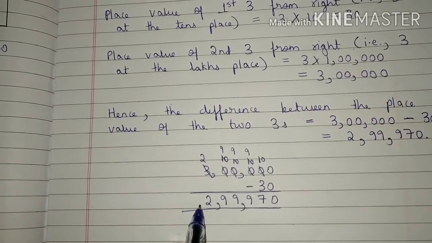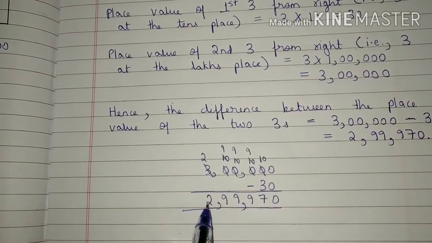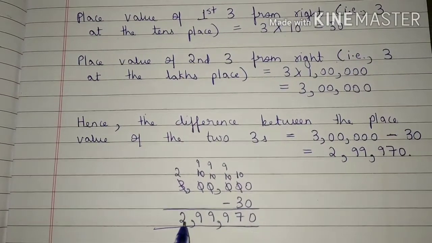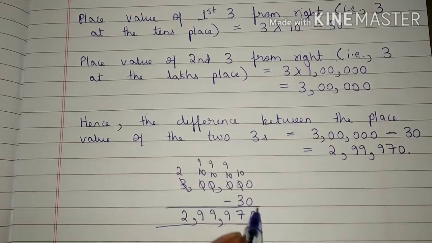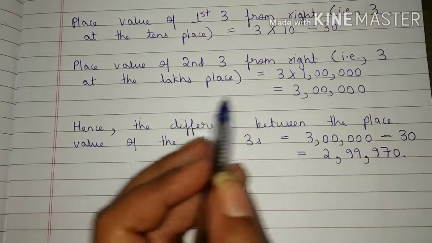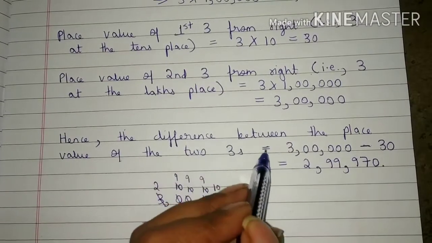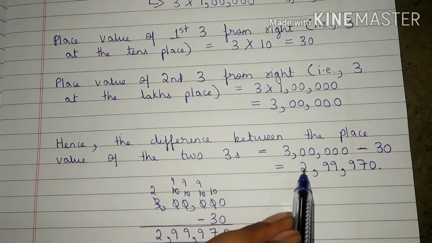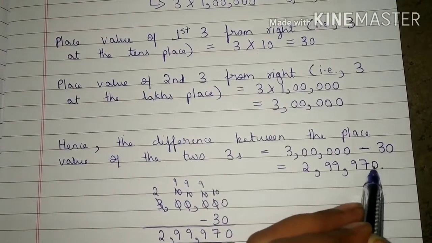So students, the difference between the place value of the two threes is 2,99,970. Hence, the difference between the place value of the two threes is 3 lakh minus 30, which is 2,99,970.